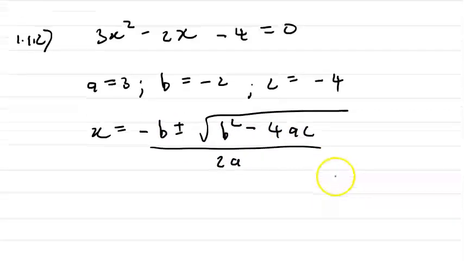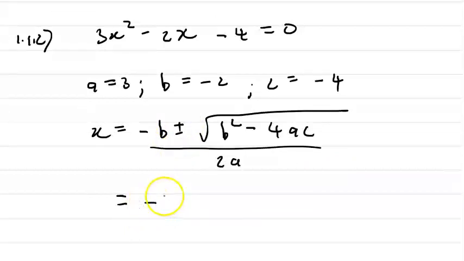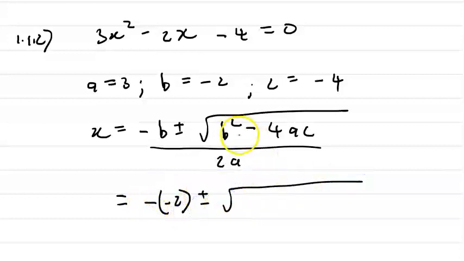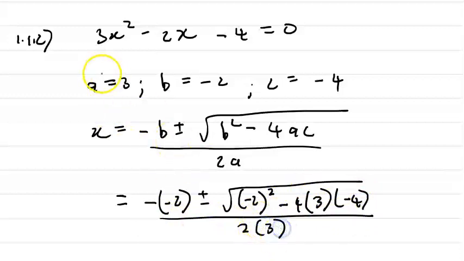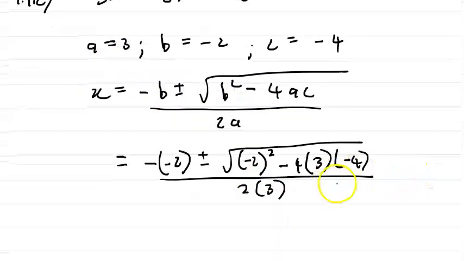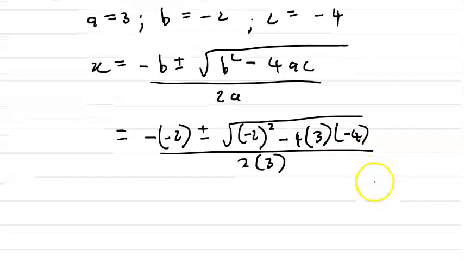The next one will be for you to substitute. So you have to be able to substitute now. Minus b, use brackets when you're substituting. Minus (minus 2) plus minus the square root of b squared minus 4ac. So that will be (minus 2) squared minus 4, a is 3 and c is minus 4. And that's all over 2 times a, which is 2 times 3. So you'll notice that I use brackets everywhere that I was substituting. So you get 1 mark for substitution, 1 mark for writing in the standard form, and the rest of the marks will come from your calculator work.